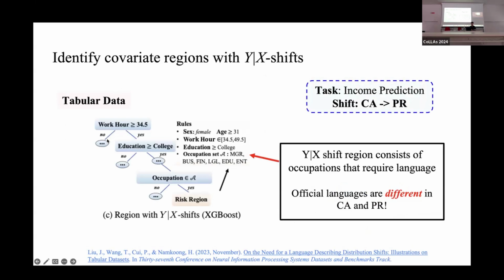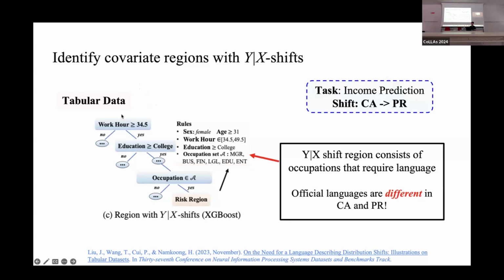This is the example I've shared in our part 2. And in this way, we can find a risk region. And on this region, there is huge y(x) shift. And if we look into this region, we find that it mainly contains females over 30 years old, and they work hard every week, and also they are highly educated, and also their jobs are really good jobs like financial people, businessmen.